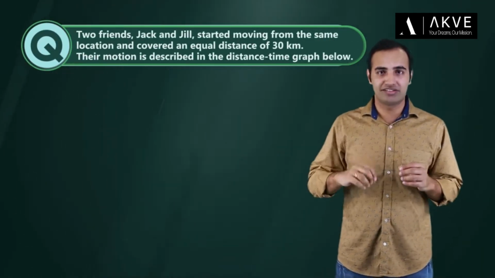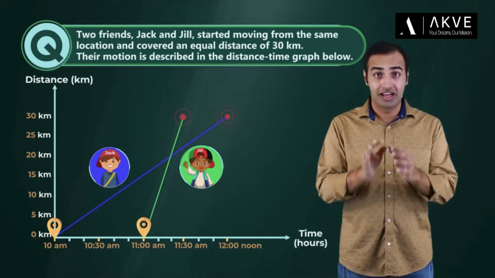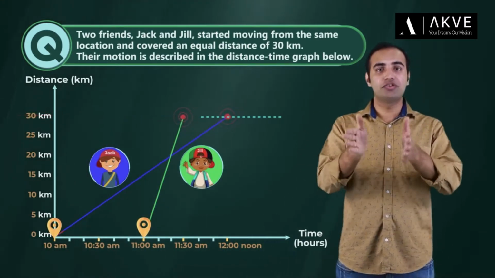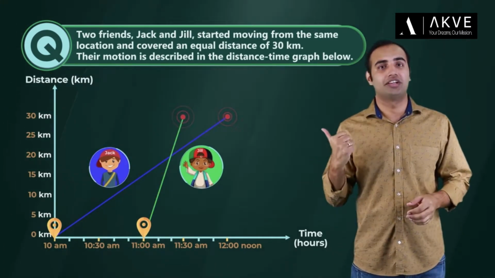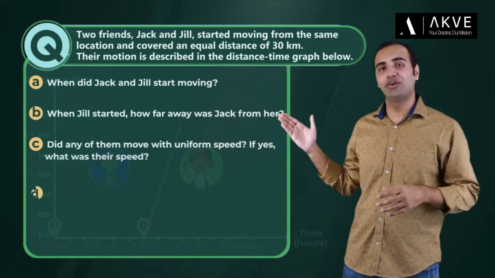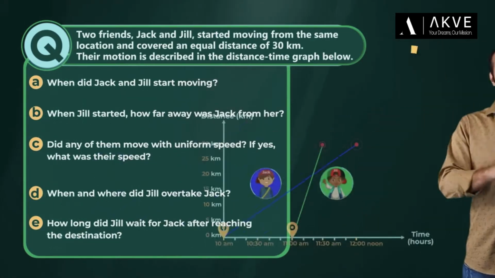So this problem says that two friends, Jack and Jill, started moving at the same location and covered an equal distance of 30 kilometers. Now their individual motions is described in the distance time graph that you can see over here. Now based on this graph, you are supposed to answer the questions that follow. So take some time and try getting all of them correctly.